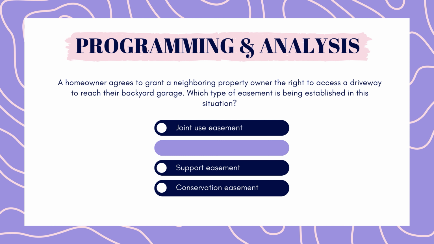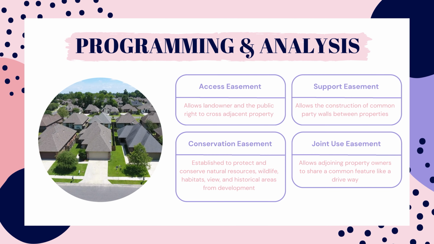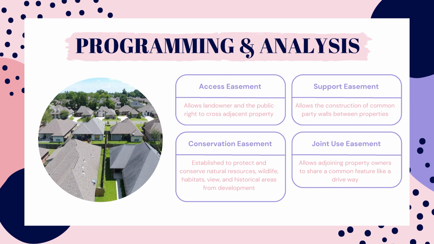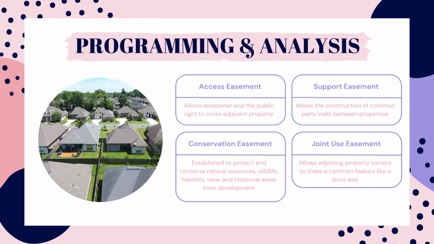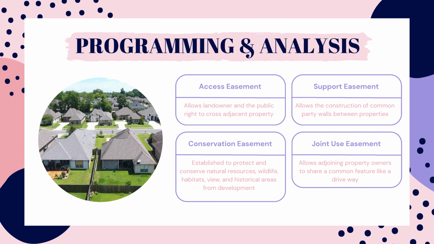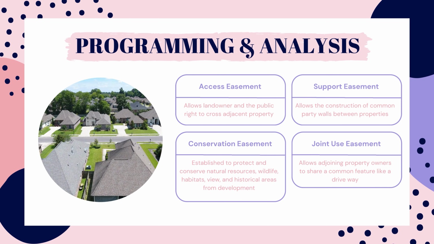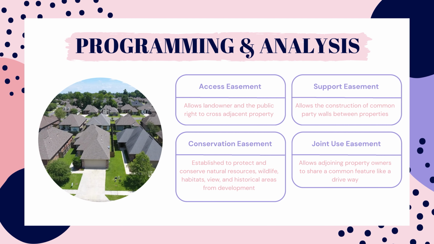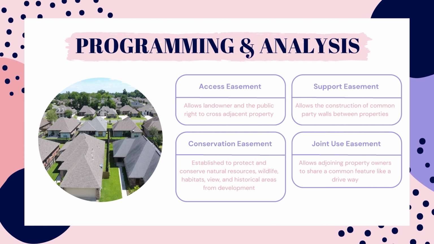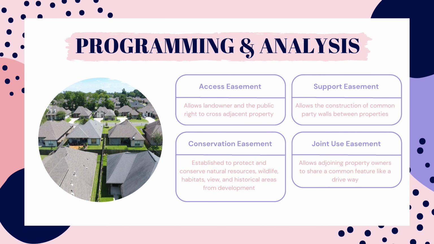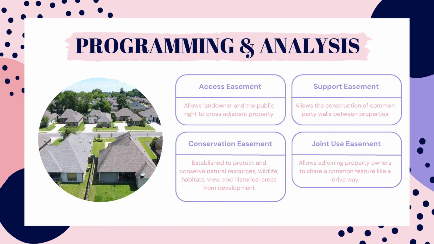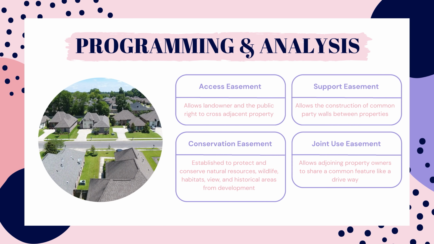And the correct answer is access easement. An access easement is established when one property owner grants another party the right to access their property for a specific purpose. In this scenario, the homeowner is allowing the neighboring property owner to access their driveway to reach the neighbor's backyard garage. This type of easement grants permission to use a portion of the property, in this case the driveway, to access another area, providing a legal right of passage for the neighbor's convenience to access their garage.